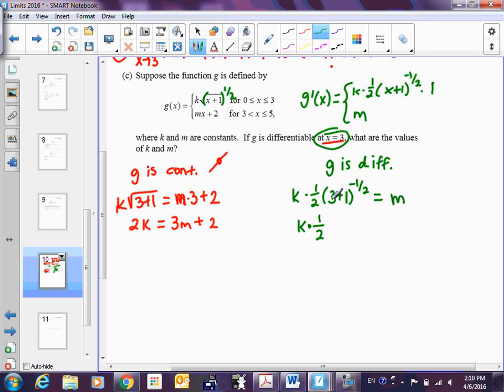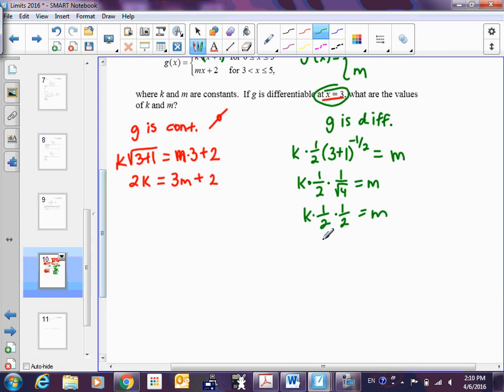So I want to explain this. 3 plus 1 is 4. The negative in the power means 1 over, and the half means a square root. So that turns into 1 over square root of 4, which is 1/2. I'm not going to skip many steps here because I want to make sure you guys follow this. 1/2 times 1/2, that's 1/4. And I would love it if I did not have to deal with fractions. So what's something easy I could do to get rid of the fraction? Multiply by 4. So I end up getting k equals 4m.